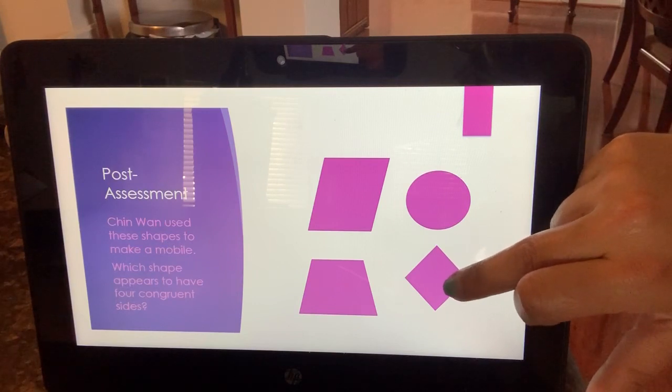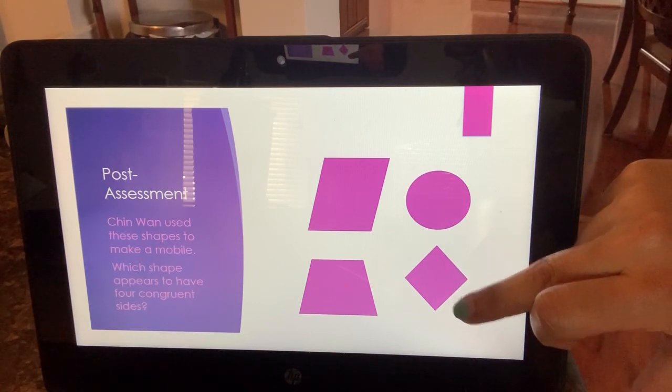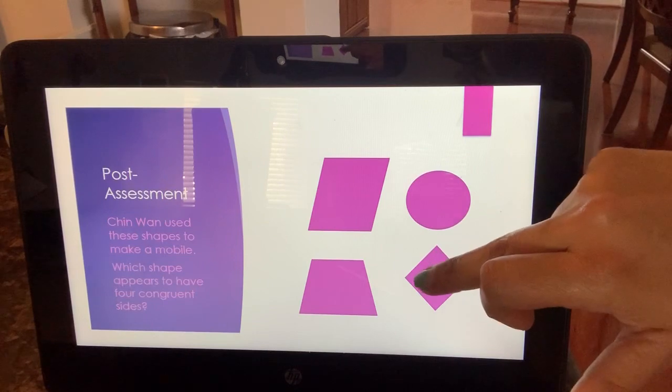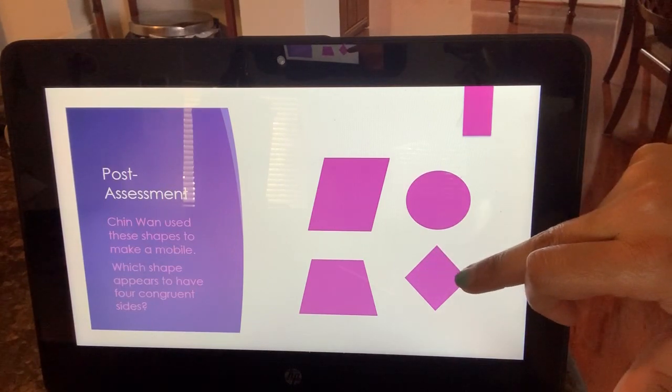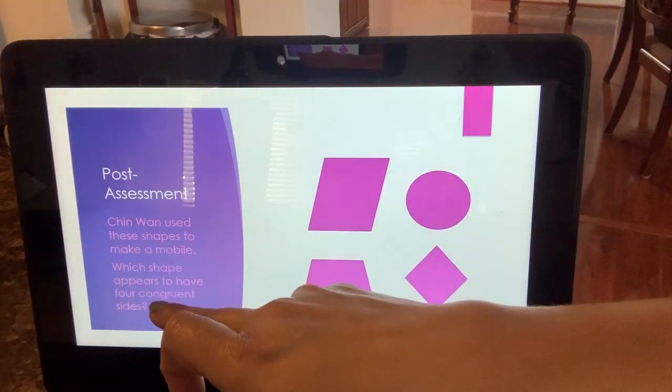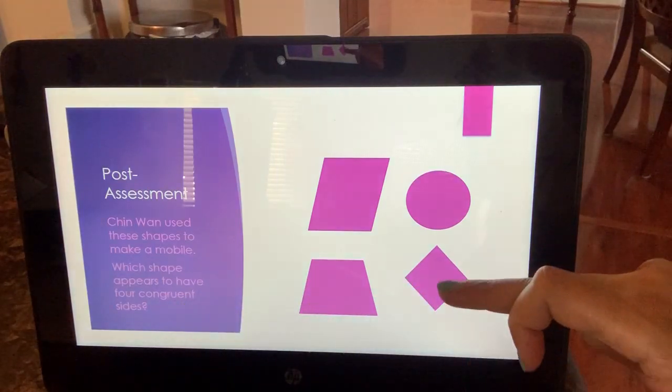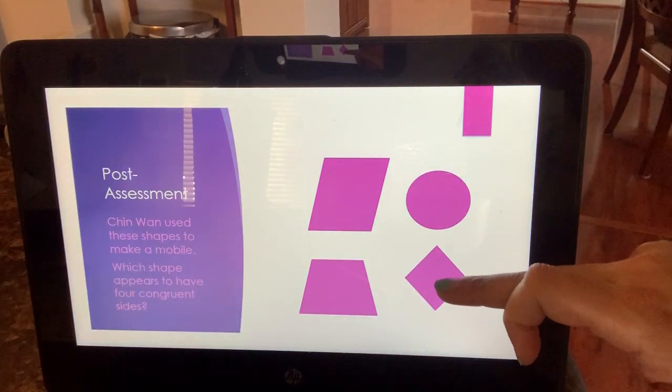This one, if you look at it, it is a rhombus, or it looks like one, but it's more like a square. Look at it. The sides are the same. So they have 4 congruent sides. Here, the sides are the same. So if you chose that one at the beginning, you have it correctly.